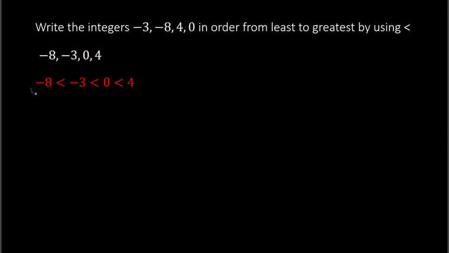If you just look right here at this part, -8 is less than -3. That's a true statement, so that part's good. And then looking at -3 and 0, -3 is less than 0. That is a true statement as well, so that works. And then we have 0 is less than 4. That's a true statement as well. 0 is smaller than 4. So what we've done right here is we have simply put all the numbers together using the less than symbol to show the order from smallest to greatest.